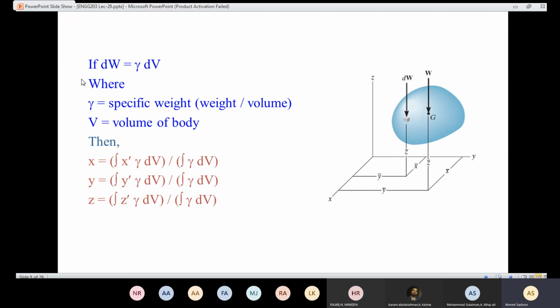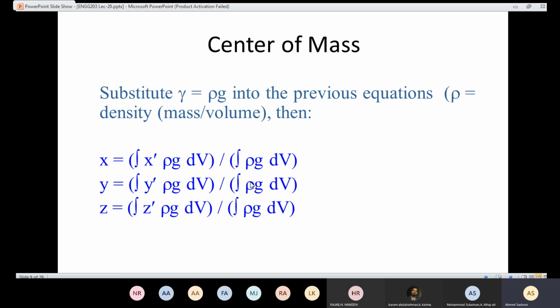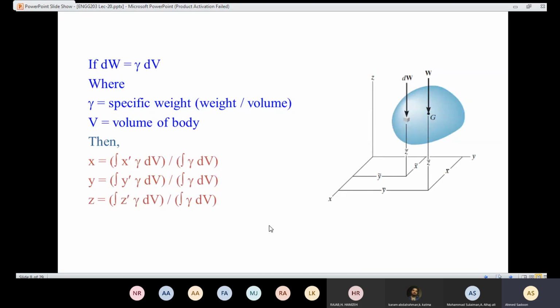Instead of dw, we could put gamma dV. Gamma here represents the specific weight, which is the weight over the volume, and V represents the volume of the body. This one times that one gives you the weight. Here we have differential weight, and here we have differential volume. So instead of dw, we could put gamma dV, and here also gamma dV. So gamma with gamma, they are going to cancel each other. I'm going to end up with dV, and that is the center of gravity for a volume.